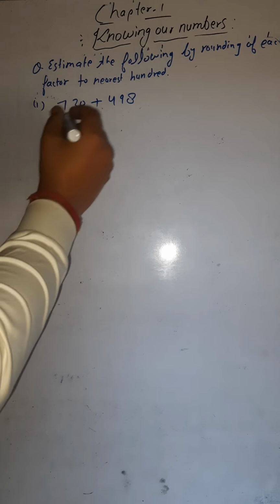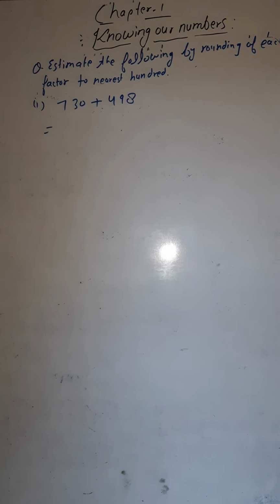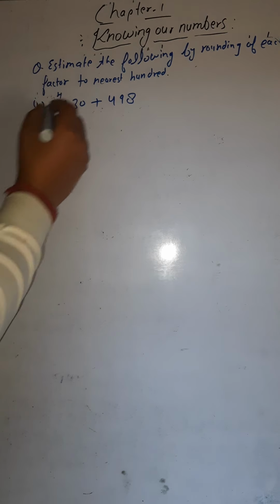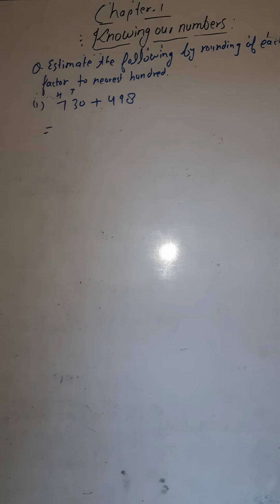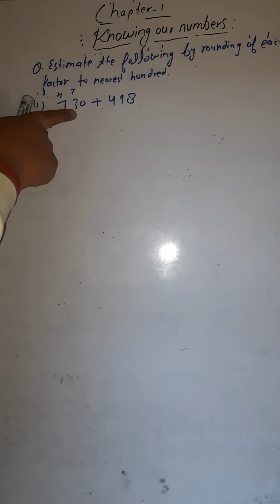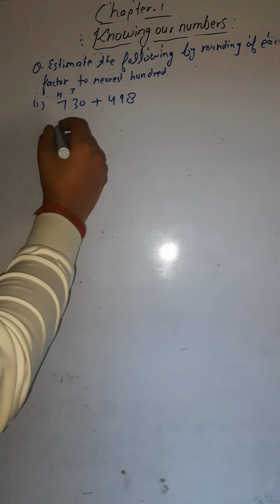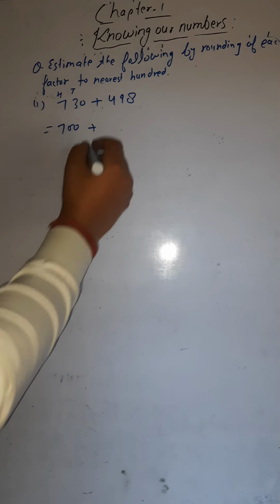Okay, so can you tell me the nearest hundred of 730? If you are to round it off to its nearest hundreds, you would check the number at the tens place. Which number is there at the tens place? It is 3. Since 3 is less than 5, you do not add 1 here. So if you are rounding it off to its nearest hundred, the answer would be the same, that is 700.